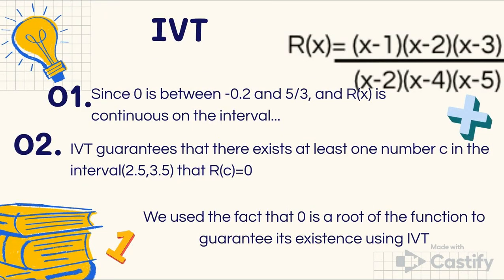IVT guarantees that there exists at least one number c in the interval 2.5 to 3.5 such that r of c equals 0. We use the fact that 0 is the root of the function to prove that IVT guarantees it exists.